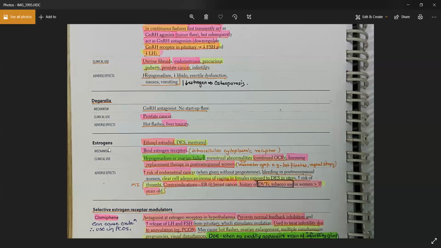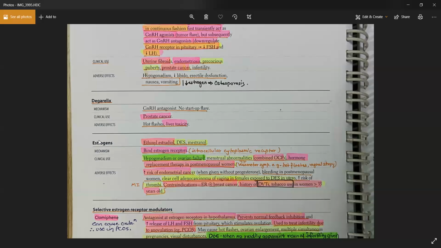Then you have different forms of estrogens: estradiol, DES, and mestranol. They basically bind to the estrogen receptors, causing agonist effects. Whenever a patient has a history of hypogonadism, or a female patient has ovarian failure, you can give estrogen replacement therapies. If a patient has menstrual abnormalities like PCOS, for example, you can give OCPs or insulin therapies. A combined OCP will be given. Hormonal replacement therapies could be given in post-menopausal females.